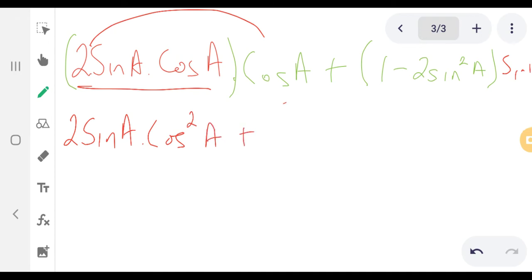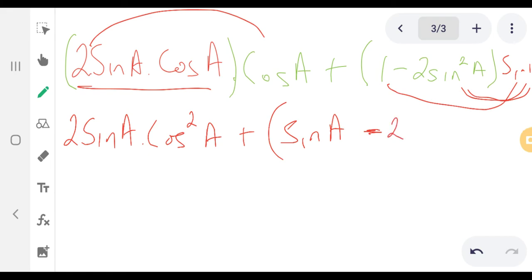Plus, open our bracket. Now guys, the following is not one term, so I have two terms. This one will multiply the first term and then it will also multiply the other term. So sine a multiplied by 1 is going to give me the sine of a. But sine a multiplied by minus 2 sine a gives me minus 2 the sine cubed of a.